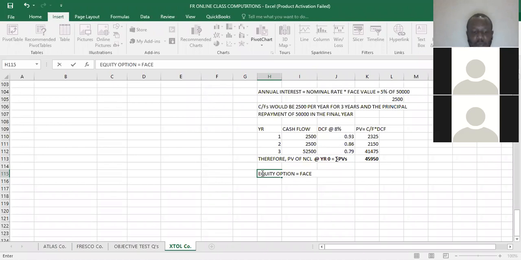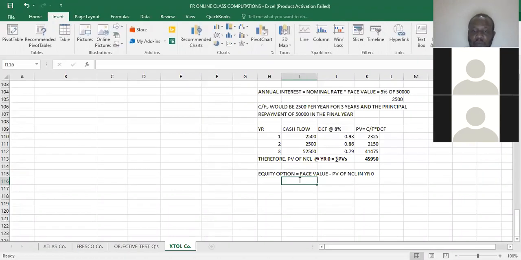So it will be my face value minus my present value of liability. Let me also call that non-current liability in year 0. So that will be equal to 50,000 minus 45,950.